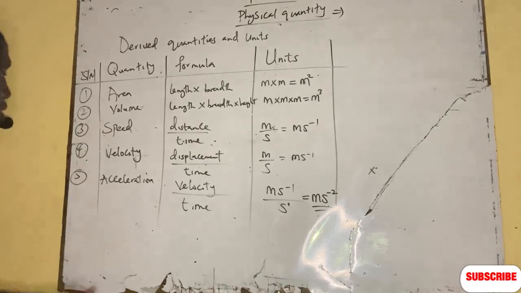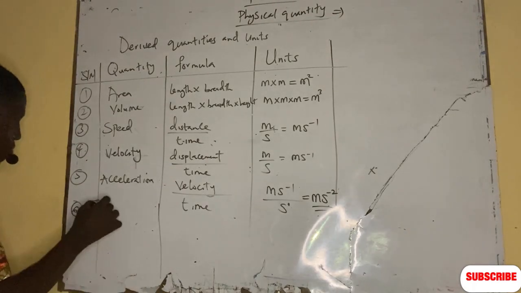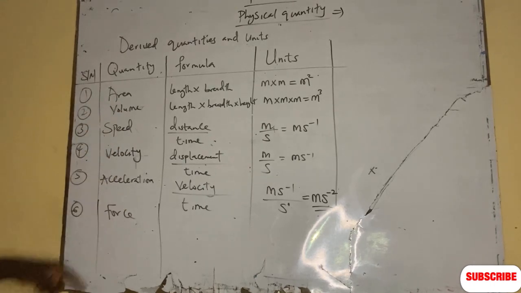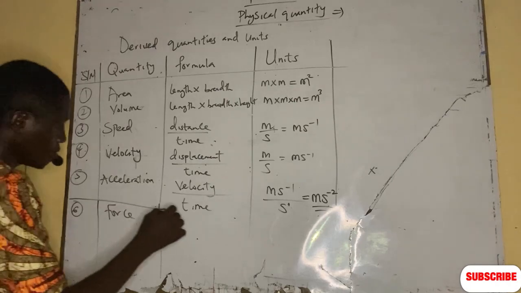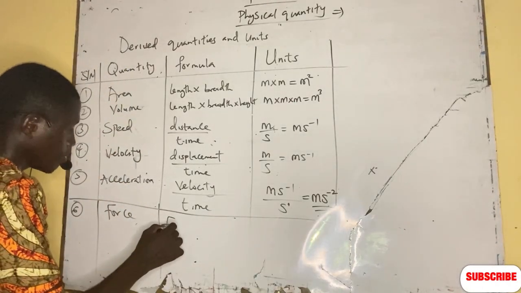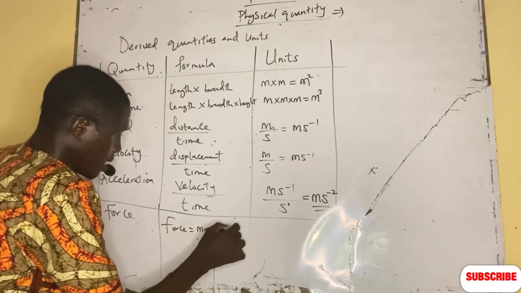So that's how we get the unit of acceleration. This is where I'm going to stop, where we are going to have force and then pressure, because I want to combine them together. We have force. Force is equal to mass times acceleration.